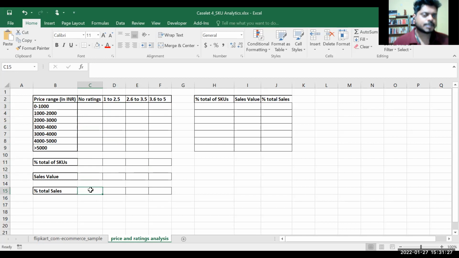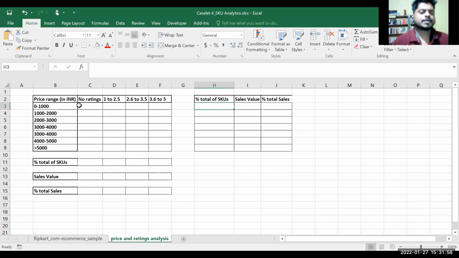So what it will say is, let's say the total is 1 crore or 10 crore total worth of products, right? So there are 5 lakh worth of products sold which have no rating, right? There are 50 lakh worth of sales that has happened for products which have a rating of 1 to 2.5. There are 5 crore worth of sales that has happened for which the rating is 3.6 to 5, right?